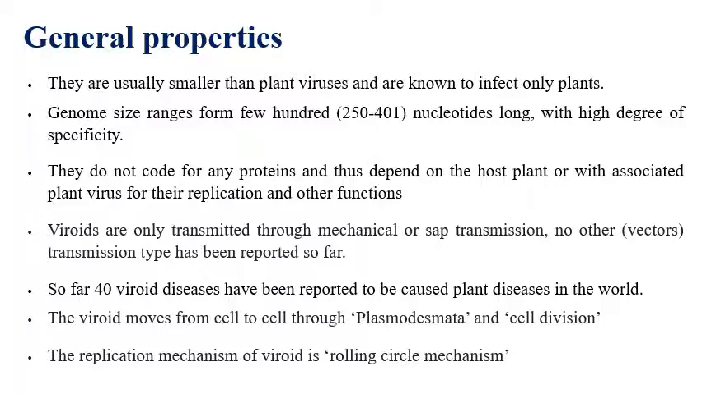So far, no more than 2000 plant viral diseases have been reported, but only 40 viroid diseases have been reported. Whereas the virus moves from cell to cell through plasmodesmata, the viroid also moves from cell to cell through plasmodesmata and cell divisions. During cell divisions, plant viroids are also transmitted from one cell to another. The replication mechanism of a viroid includes a rolling circle mechanism, whereas the virus uses the host cell machinery to produce the particular proteins that the virus requires.